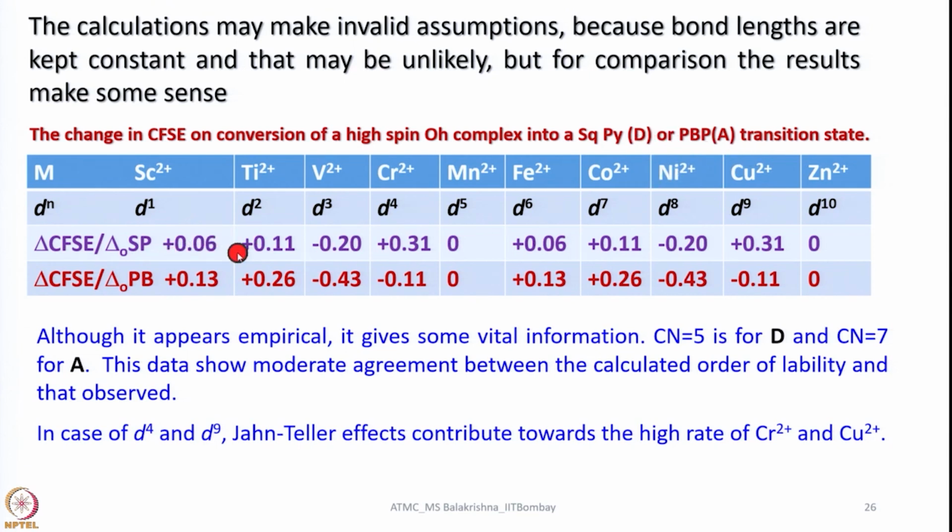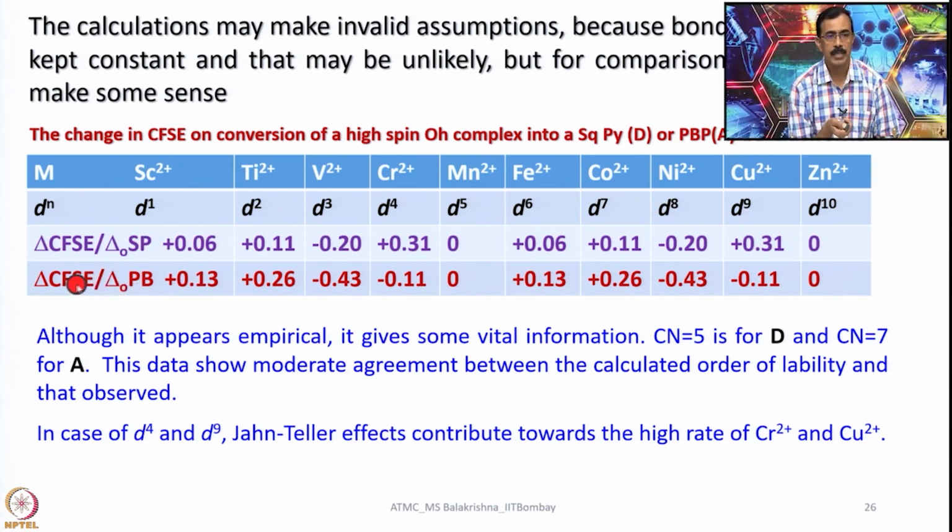So, you can see here this is the CFSE difference for square pyramidal when it is going from octahedral, and similarly, this is for dissociative pathway. And the second one, when you change the coordination number from 6 to 7 in associative pathway, assume pentagonal bipyramidal, these are the CFSE values starting from D1 to D10. So, although it appears empirical, it gives some vital information.